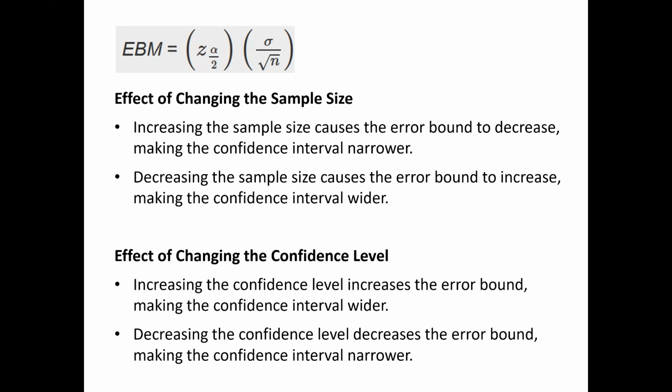What happens if I decrease the sample size? Well, exactly the opposite. If I decrease the sample size, the error bound of the mean gets bigger, the confidence interval gets wider. Now, if I increase the confidence level, that changes Z. If I increase the confidence level, then Z gets bigger, the error bound of the mean gets bigger. So if I increase the confidence level, the confidence interval gets wider. If I decrease the confidence level, the confidence interval gets narrower because Z gets smaller.